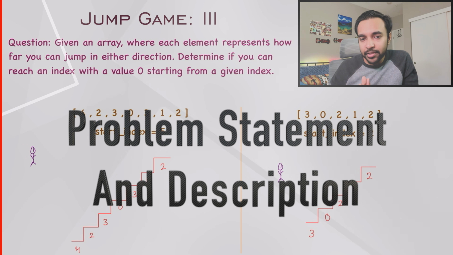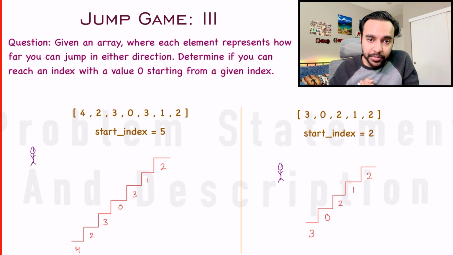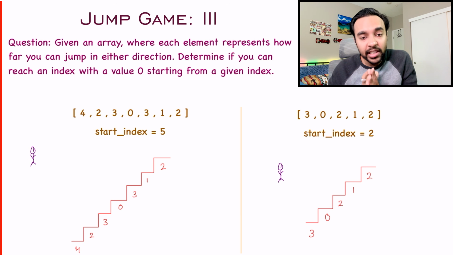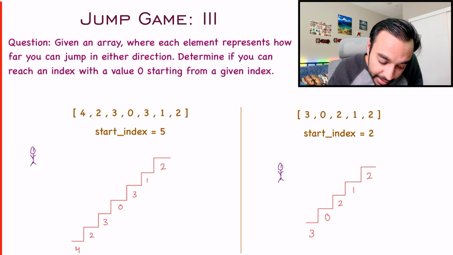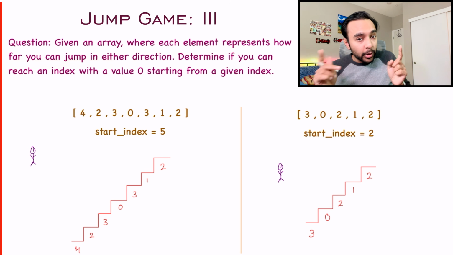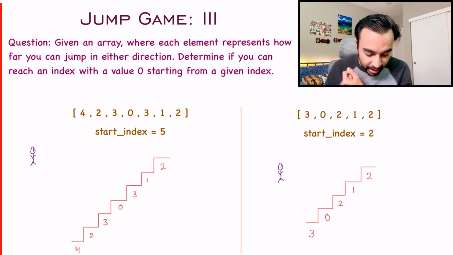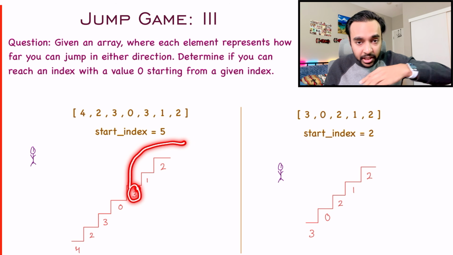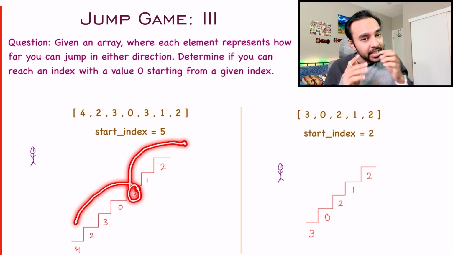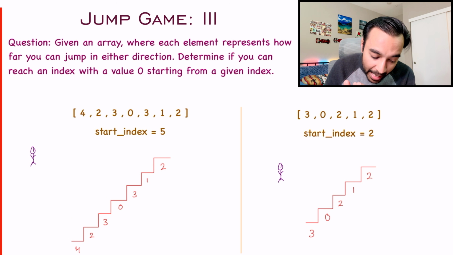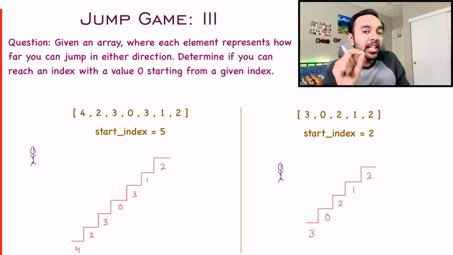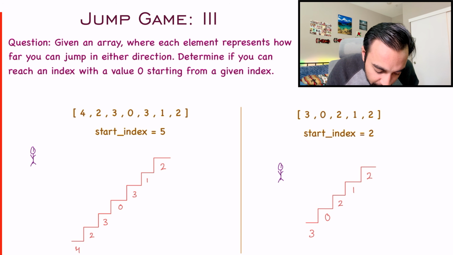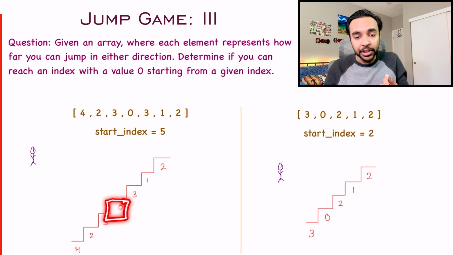First of all, let's try to make sure that we are understanding the problem statement correctly. In this problem, you are given an array that only has positive integers, and each element represents how far you can jump in either direction. That means if I'm standing at this position, then I can either jump 3 spaces ahead or I can jump 3 spaces backwards, right? And given all of this, you are given a starting position, and then you have to determine if you can reach a step that has the value 0.